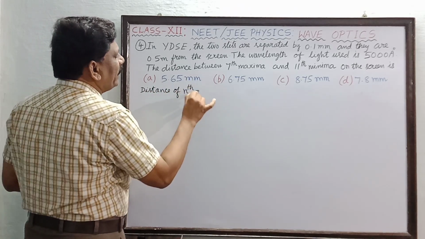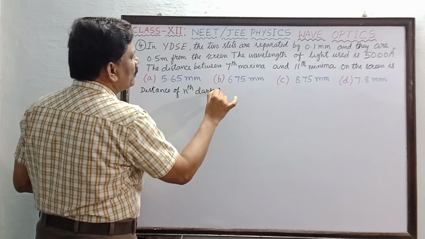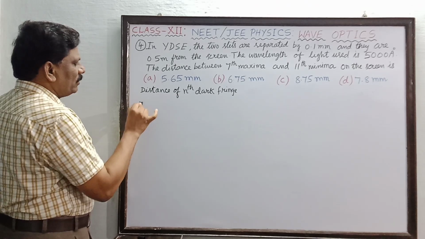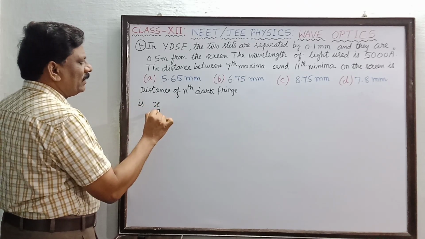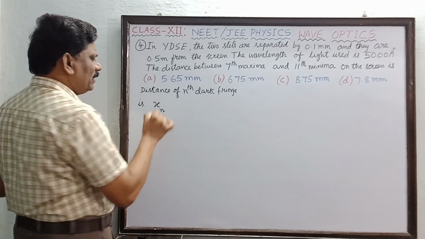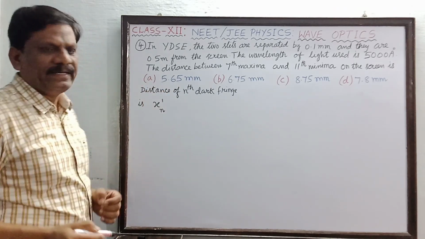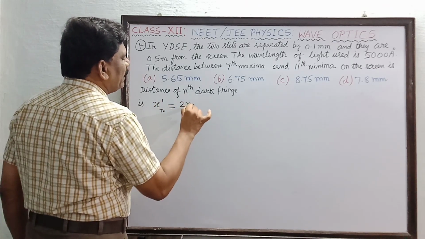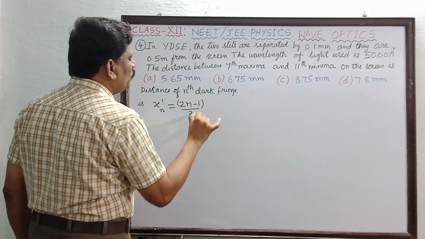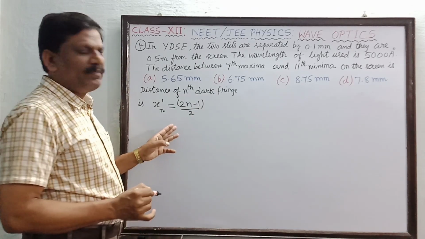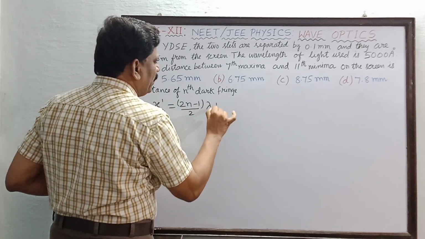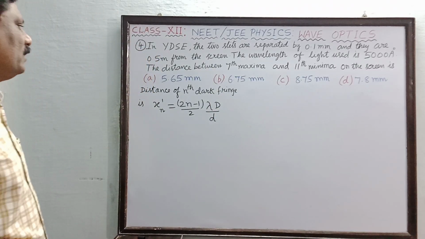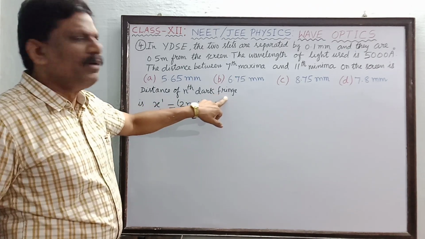nth dark fringe, that is minima, I will take the symbol xn dash, is equal to (2n minus 1) by 2, for odd multiples, times lambda D by small d. This is the expression. So dark fringe corresponds to minima.